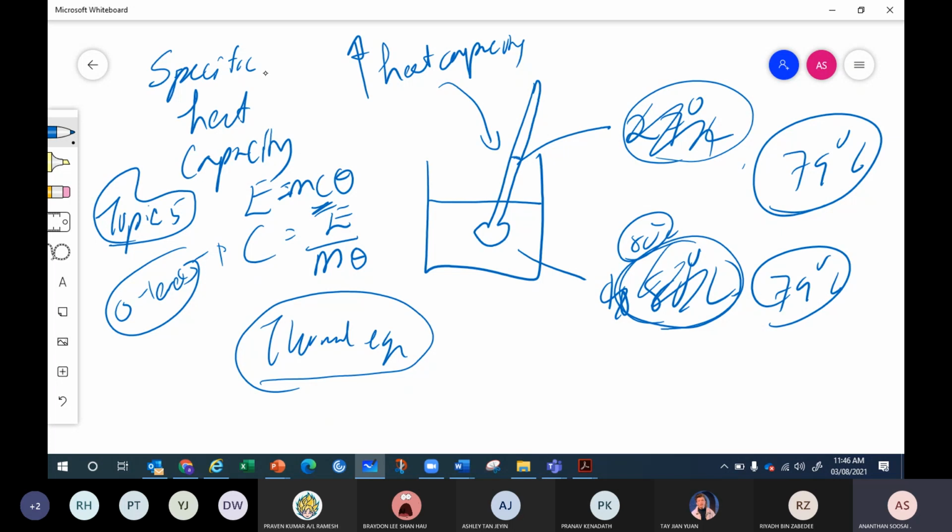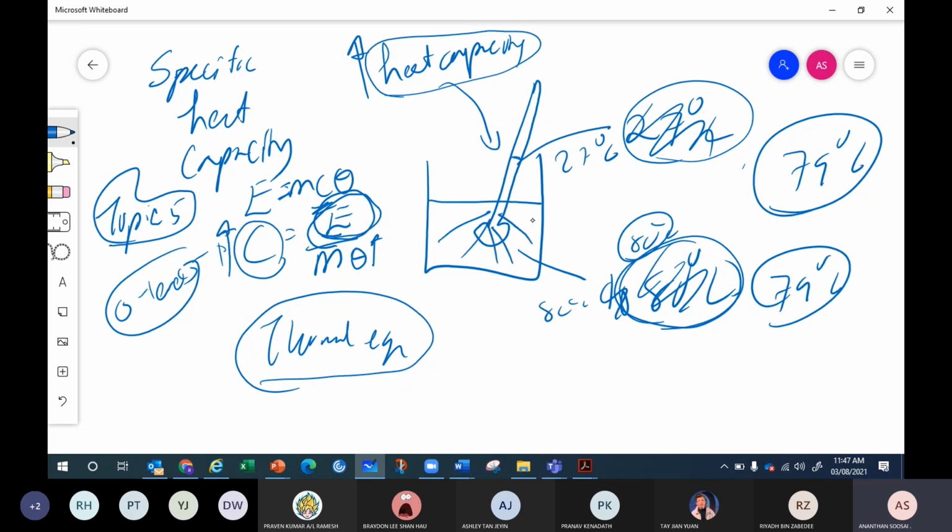So, recall back: specific heat capacity. If the specific heat capacity is very high, what's the problem? Let's say the thermometer has a very high specific heat capacity. It means it needs lots of energy to raise the temperature by 1 degree Celsius. Just to raise the temperature by 1 degree Celsius, you need lots of energy. If this thermometer has a very high heat capacity, then to rise from 27 degrees Celsius to 80, it is going to take lots of energy from the substance whose temperature you want to measure. You're going to absorb lots of energy from the substance.